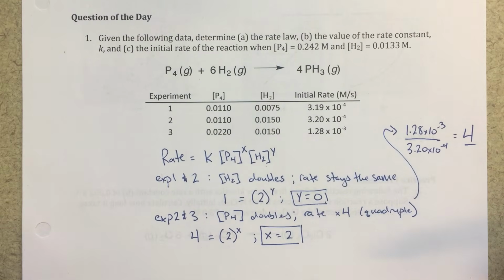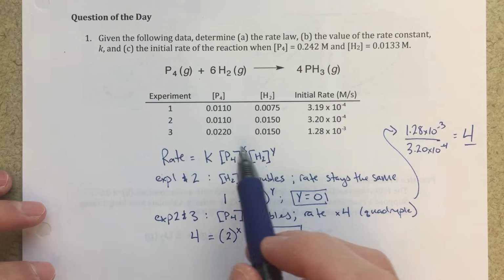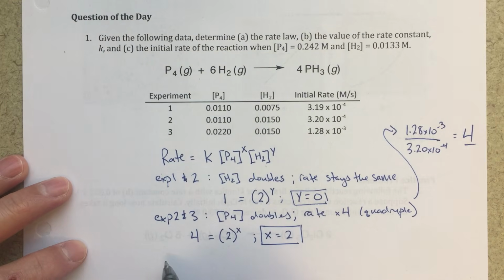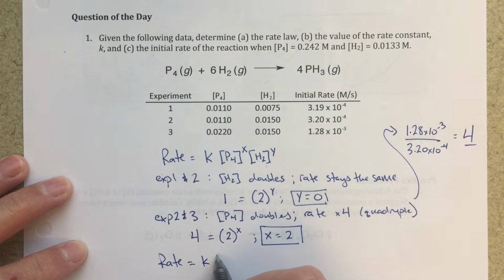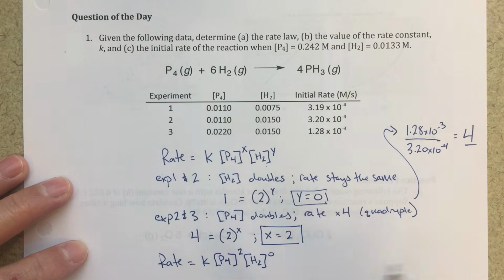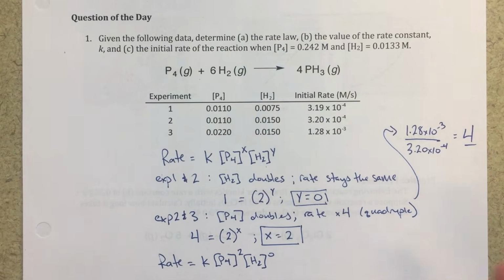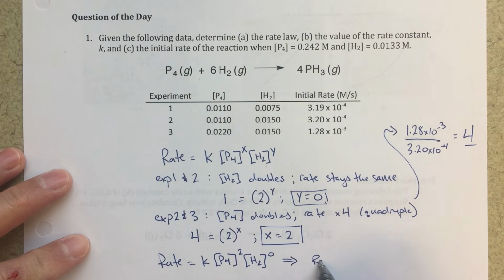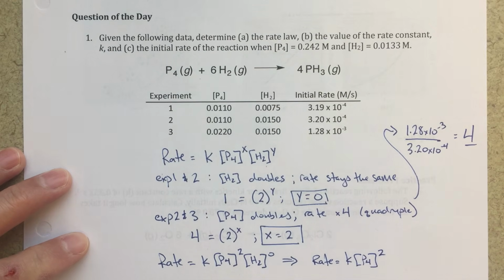So these x and y values, we can fit those into our rate. If I wanted to find the rate law, I would say that my rate is going to be equal to k, which we have not solved for yet, but we will, times P4 squared, and then H2 to the 0 power. Now, H2 to the 0 power goes to 1, so we can actually ignore that. We don't need to include that if we don't want to. But we can, it doesn't really matter. So we could simplify this to rate equals k times the concentration of P4 squared.